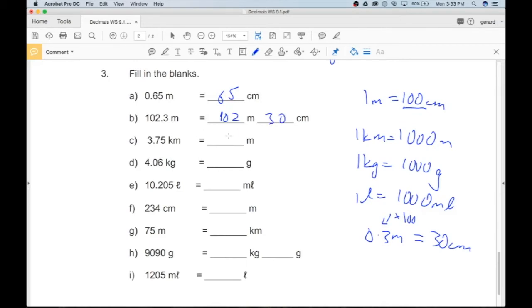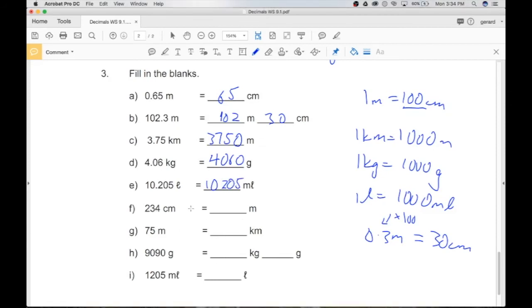Km to meter, add 1, 2, 3 zeros. You must make sure to add the zeros properly. This one times 1000, add 1, 2, 3 zeros. Same thing. Then milliliter to liter to milliliter, add 1, 2, 3 zeros.